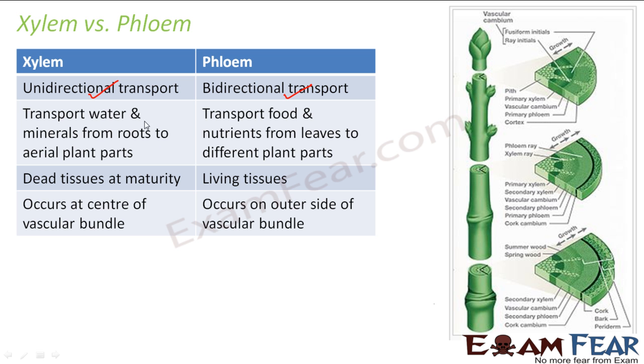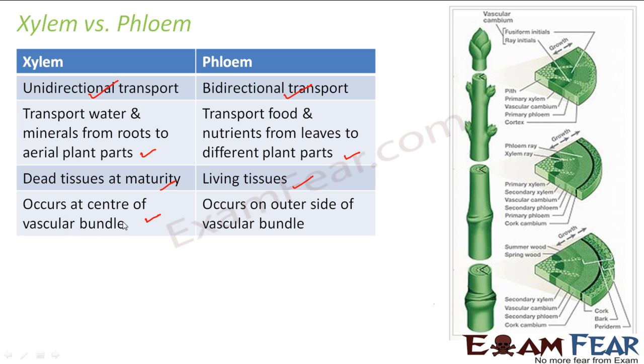Next, xylem transports water and minerals from roots to aerial plant parts. Aerial means the plant parts which are above. Phloem transports food and nutrients from leaves to different plant parts. Xylem has dead tissues at maturity. When young, they are all living, but by the time the xylem tissues mature, they become dead. In phloem, they are living tissues except the phloem fibers. Except phloem fibers, all other phloem tissues are living.